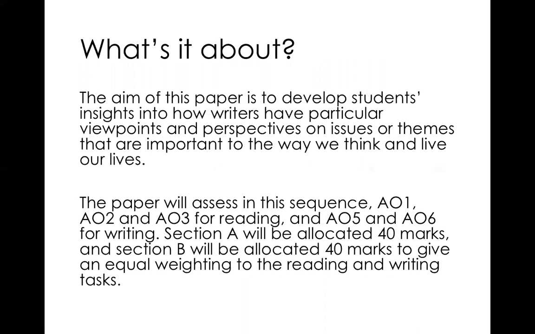So what is English Language Paper 2 about? The aim of this paper is to develop students' insights into how writers have particular viewpoints and perspectives on issues or themes that are important to the way we think and live our lives. The paper will assess in this sequence: AO1, AO2 and AO3 for reading. Just for reference, AO means assessment objective, and AO5 and AO6 for writing. Section A will be allocated 40 marks and section B will be allocated 40 marks to give an equal weighting to the reading and writing task.